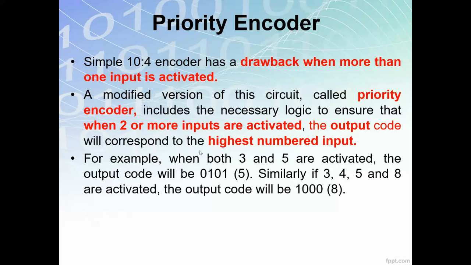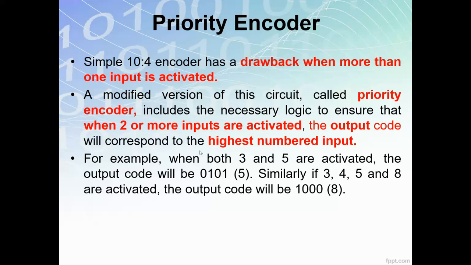Drawback: more than one input may be activated. So we modify the encoder circuit. We call it a parity encoder. A parity encoder is a modified version of the encoder circuit that includes the necessary logic to ensure that when two or more inputs are activated, the output code will correspond to the highest numbered input.